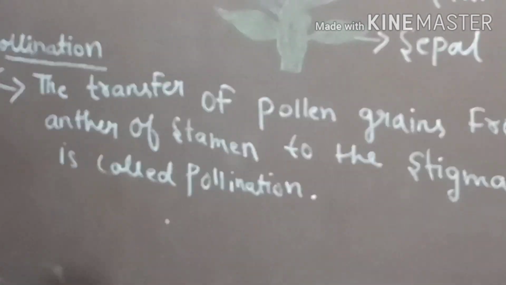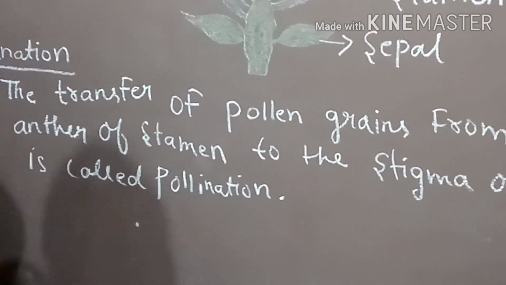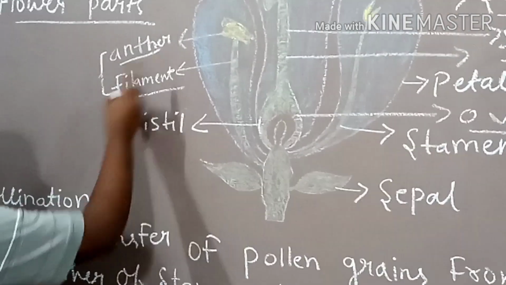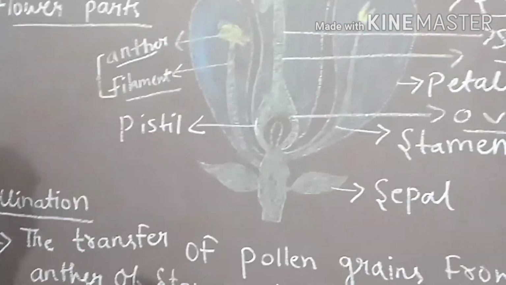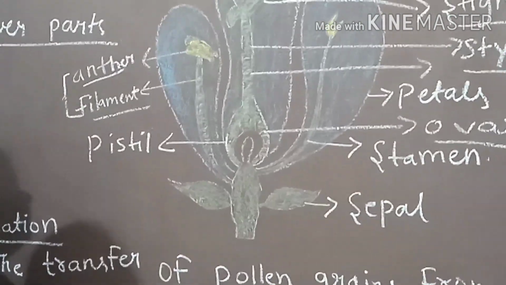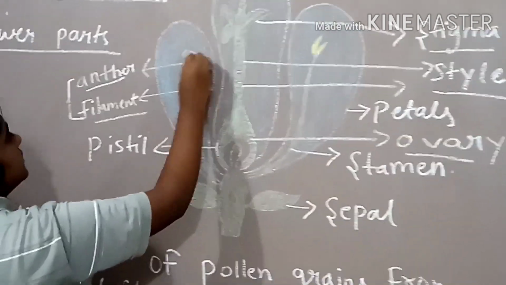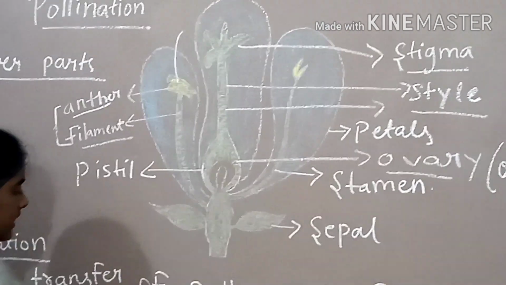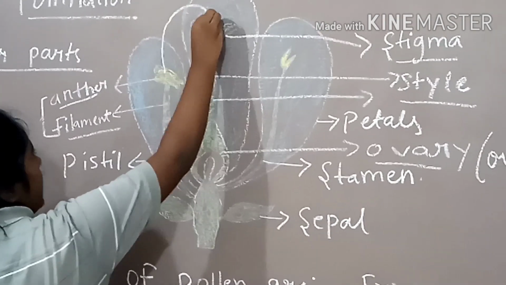What is pollination? The transfer of pollen grains. Where are pollen grains present? In the anther of the stamen. So the transfer of pollen grains from the anther of the stamen, means from here, to the stigma of the pistil. This is the stigma, part of a pistil.